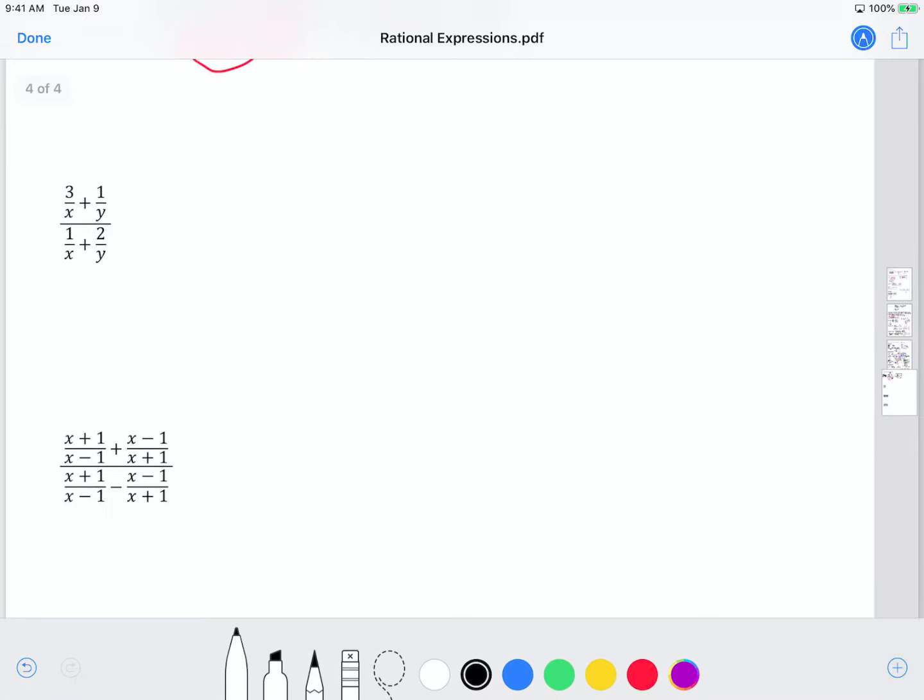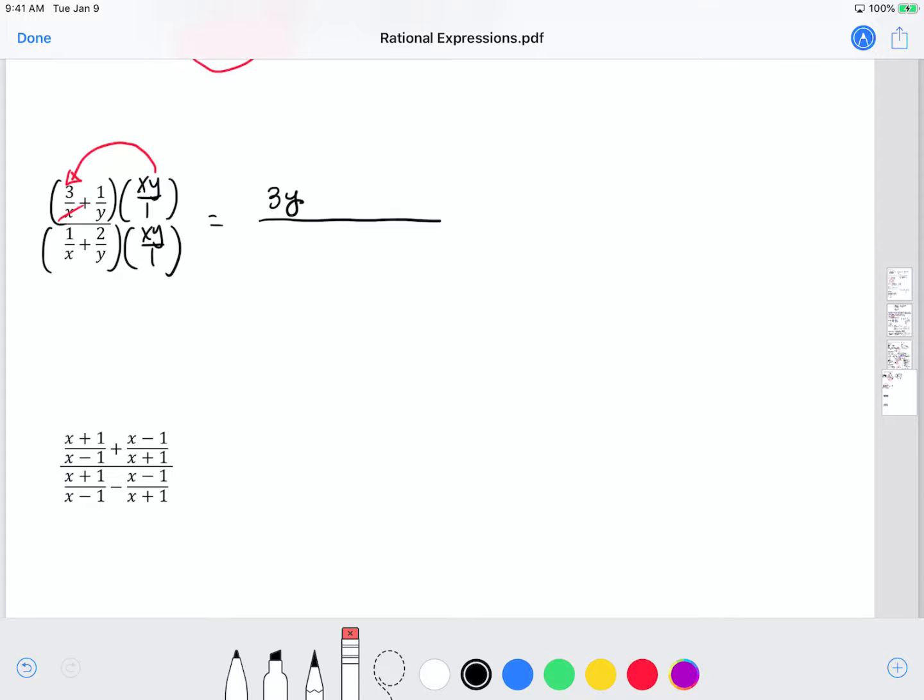Okay, so the next example, again, we have x's and y's. So I'm going to multiply the top and the bottom by xy so I can clear out my complex fraction. I have to take xy over 1 times 3 over x. When I do that, I can cross off the x, and I'm left with just 3y.